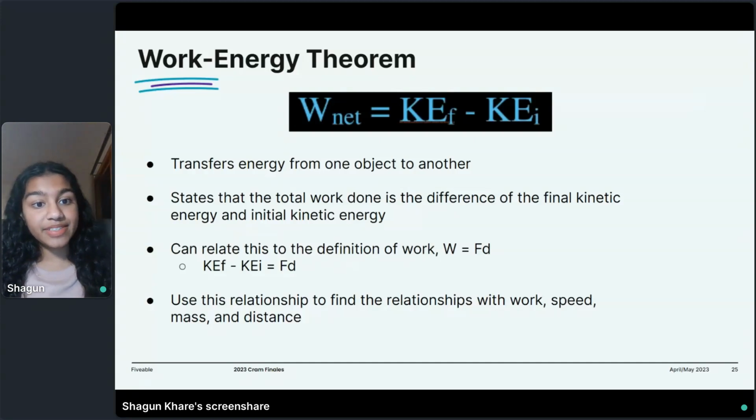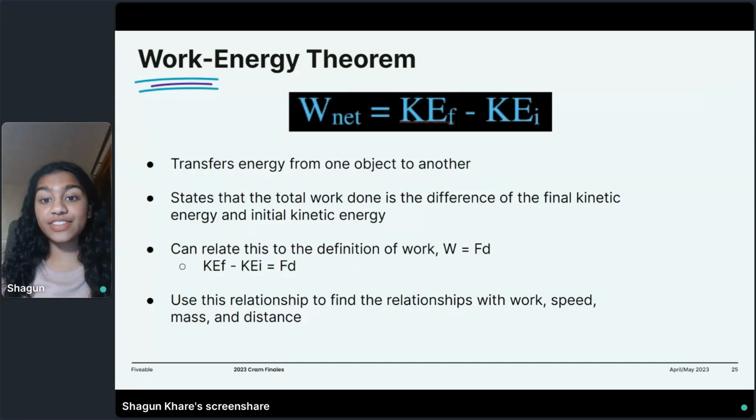So the work-energy theorem states that the total work done is the difference of the final kinetic energy and the initial kinetic energy. You always want to make sure you can use this relationship to identify, for example, what speed you need or the mass you need, and you can identify that you have all these possible values in order to finally answer the question.